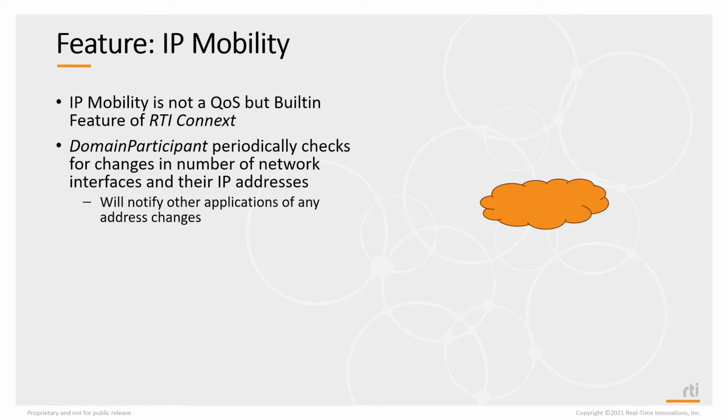IP mobility. IP mobility is a built-in feature of Connext DDS introduced in Connext DDS 5.3. IP mobility basically enables the domain participant to periodically check, or to be notified, when the network interfaces of its transport plugins change. So for UDP, of course, that is the IP address or IP NICs, network interfaces. And if anything changes, the domain participant will be notified of these changes, and then this information will be propagated through discovery to other participants.